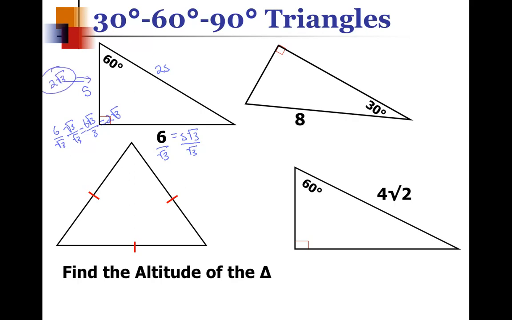That's this side length. Now I have s, I'm going to do 2 times s. So 2 times 2 root 3. This will be 4 root 3.